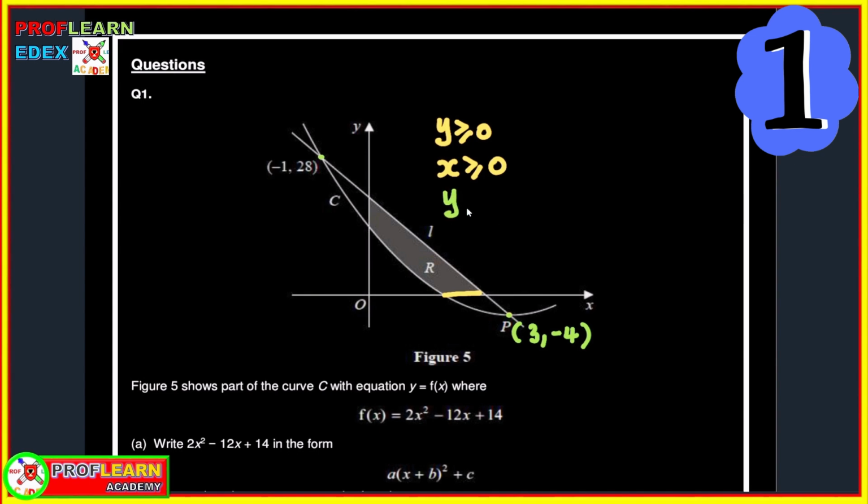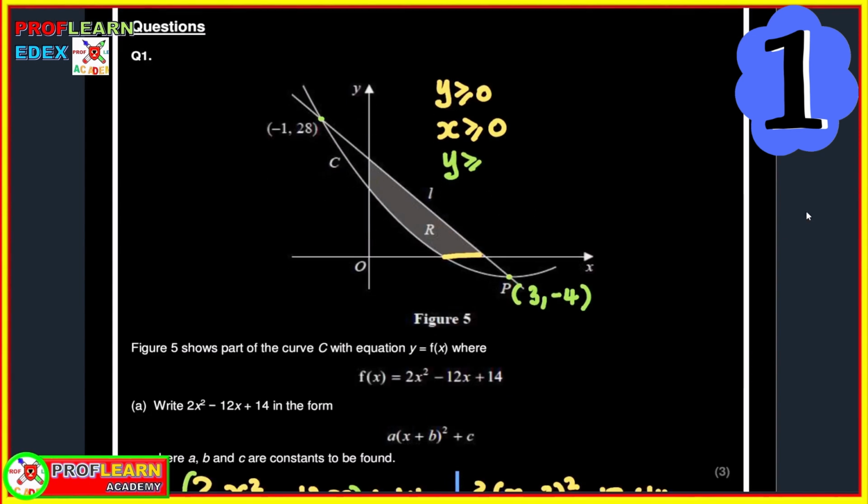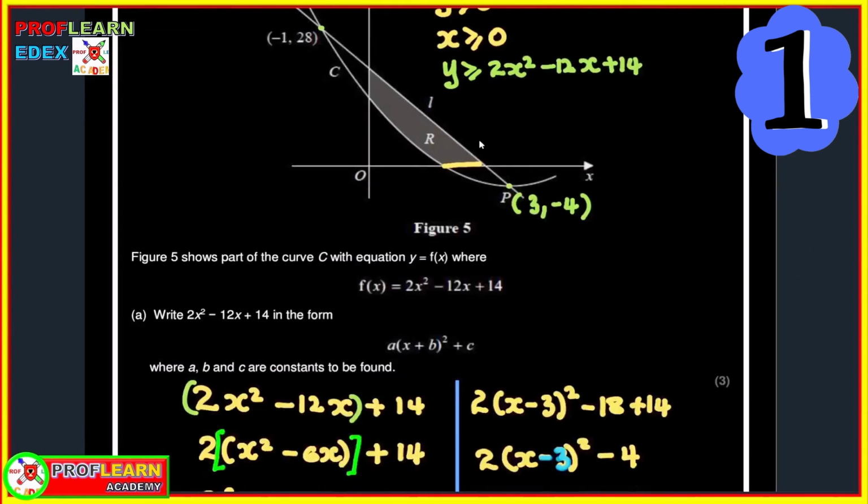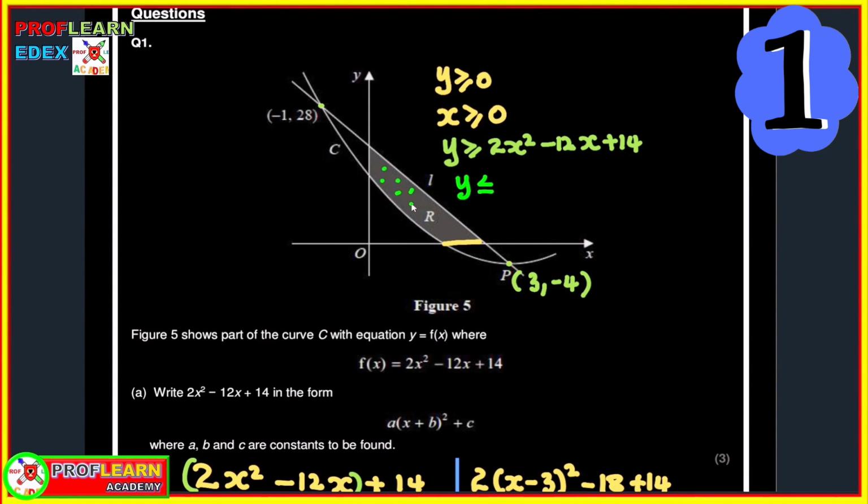The next part we're going to look at is the straight line. First we look at the quadratic equation, and the region is above the quadratic equation, so we can say y is greater than or equal to 2x squared minus 12x plus 14. The last one is the region R under the equation of the straight line, so we say y is less than or equal to, because it's just below the straight line, -8x plus 20.